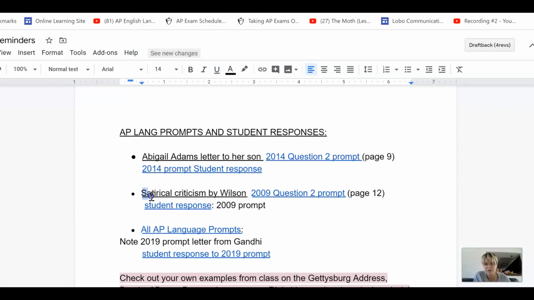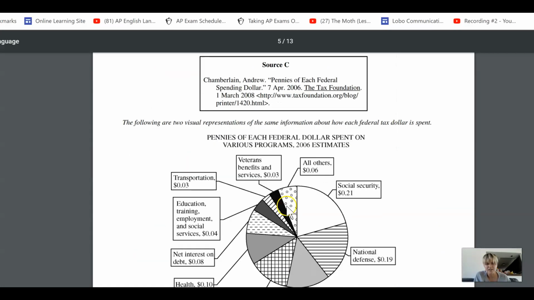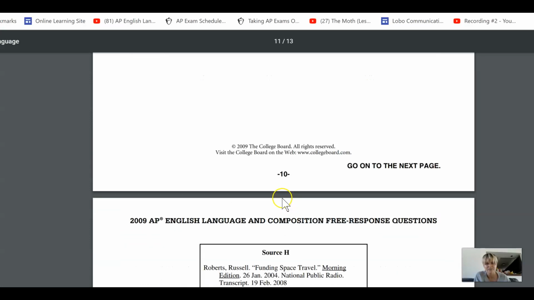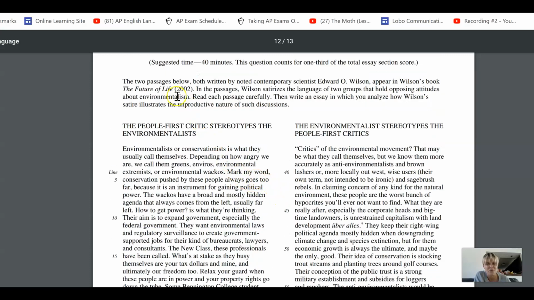The next one I posted for you guys is from 2009. This is a question that I thought was interesting to share. If you can check it out, you have to scroll down. I think it's on page 10 or 11. Okay, so this one I thought was interesting to check out as well if you get a chance. I would read through this.